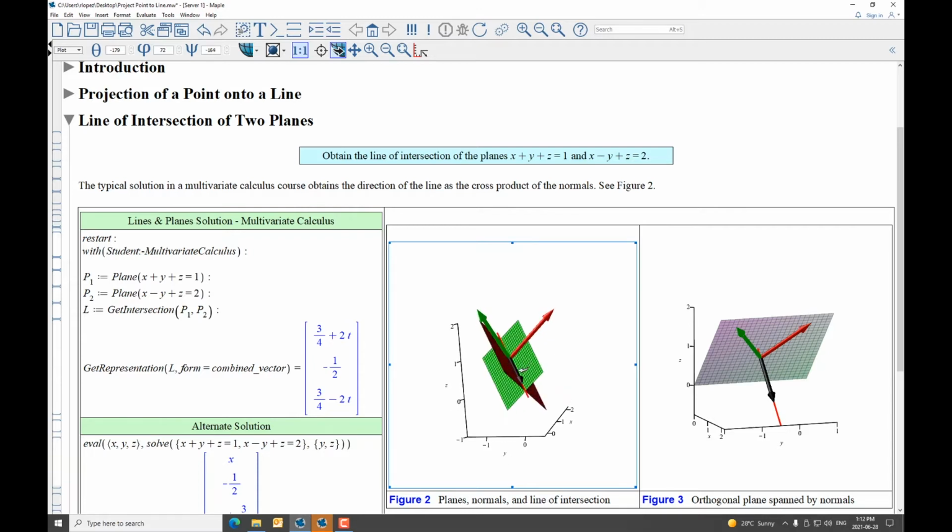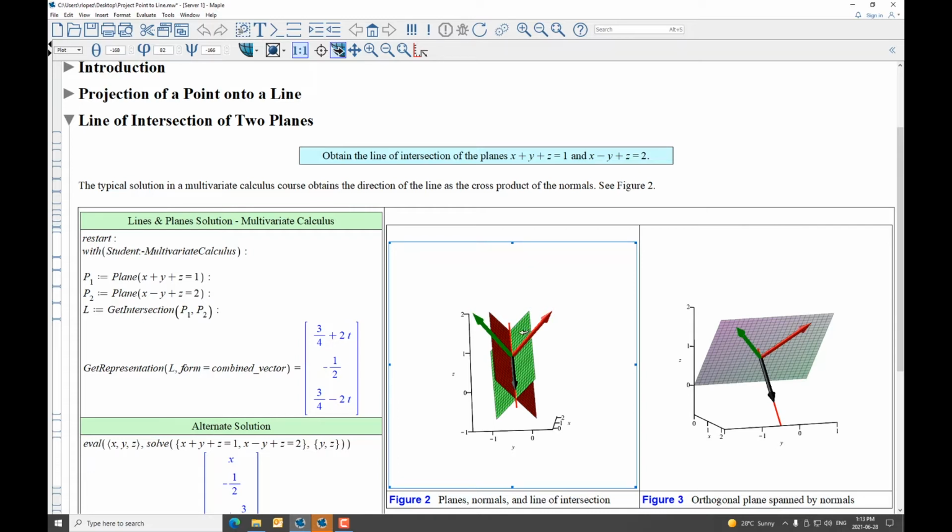Okay. The cross product is the direction vector for the line, and then you get one point on the line on the intersection of the two planes, and you can get the equation of the line. But there's this other picture, figure 3, that I want to call your attention to. This is the line of intersection of the two planes. This is the direction vector of that line.